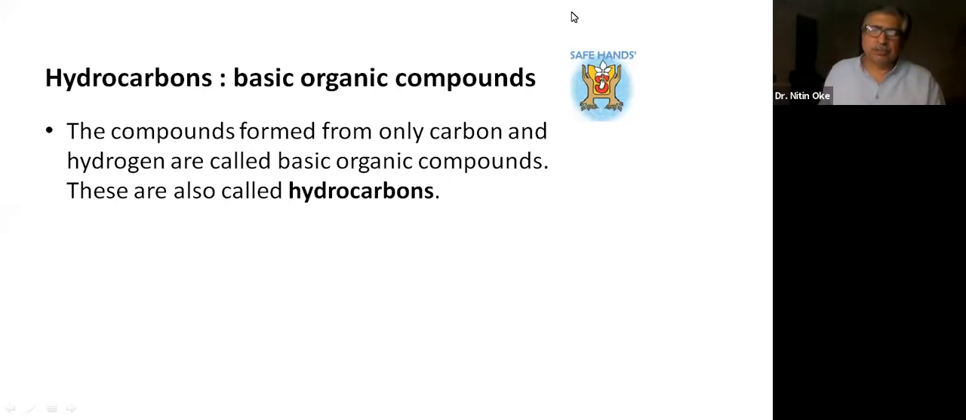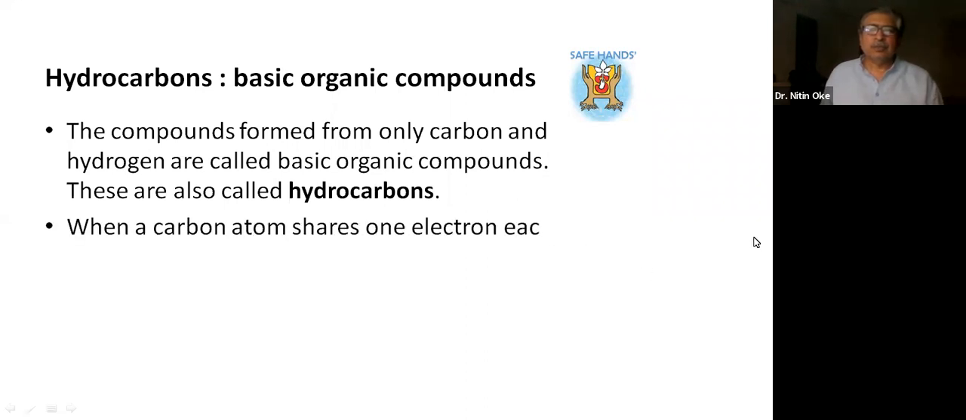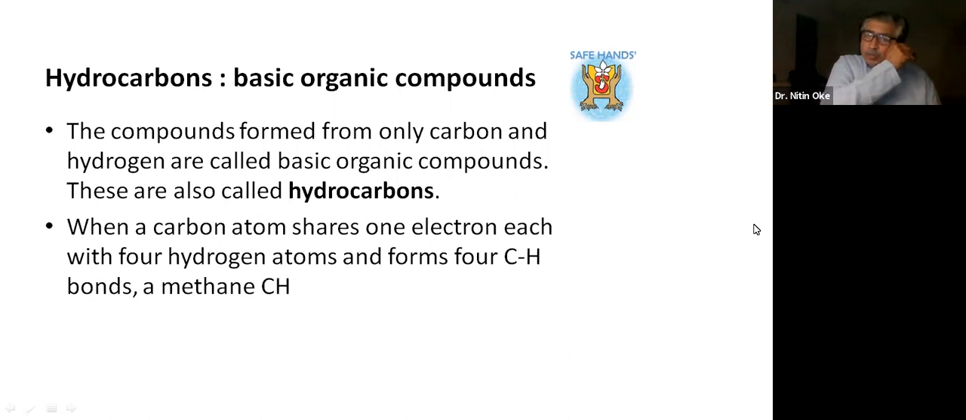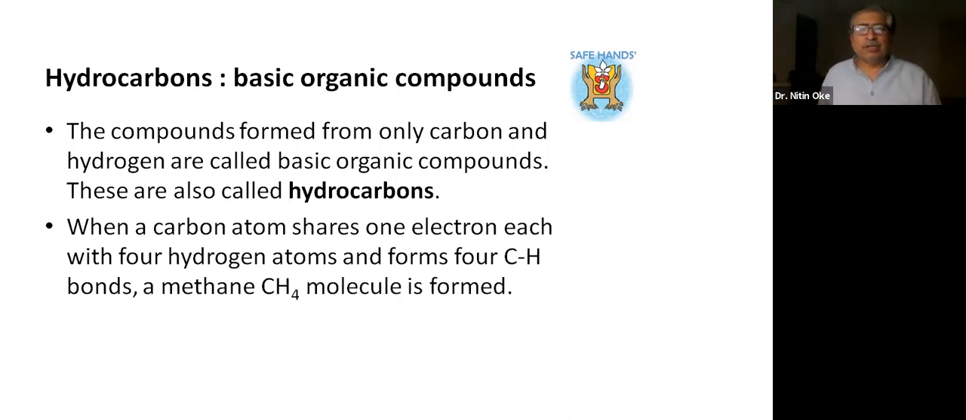So hydrocarbons, the basic organic compounds, the compounds which are formed by carbon and hydrogen only, these are called basic organic compounds, and they are also called hydrocarbons. Hydrogen and carbon, a combination of the two. When a carbon atom shares one electron each with 4 hydrogen atoms and forms 4 C-H bonds, a methane molecule is formed.